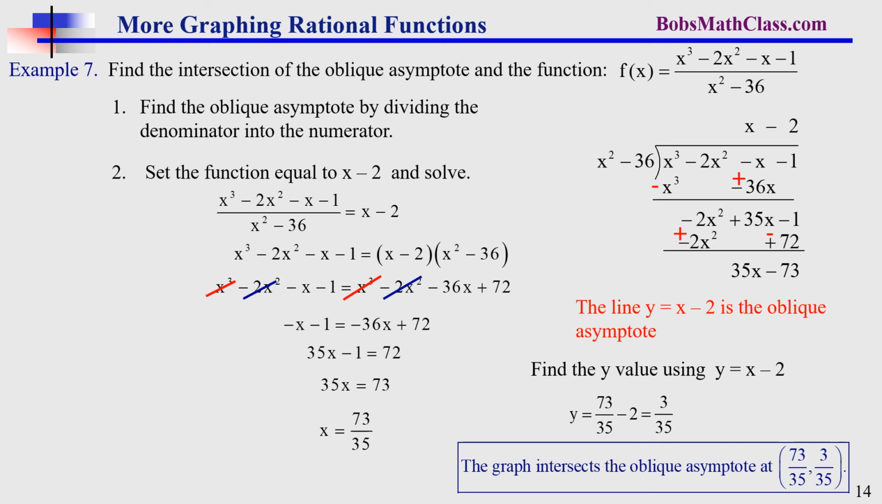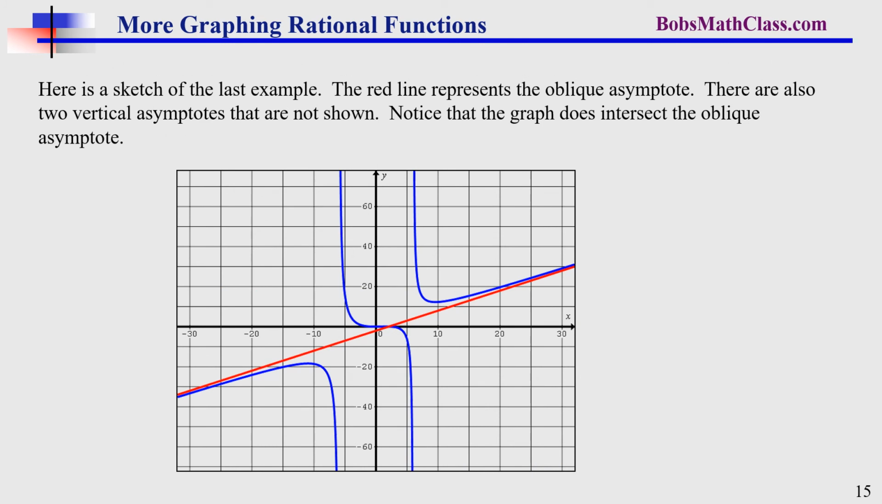I know, that was a lot of work. Okay, I'm not going to do any more on oblique asymptotes as far as finding the intersection. I'm going to show you a picture here on the next screen. Here's the graph of the last one we just did. The red line represents the oblique asymptote. And you can see that it does go through it in the middle. That's where it goes, that 73 over 35, comma, 3 over 35. All right, kind of cool, maybe, maybe not.